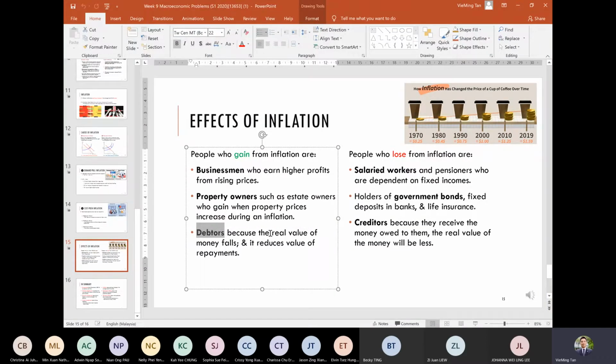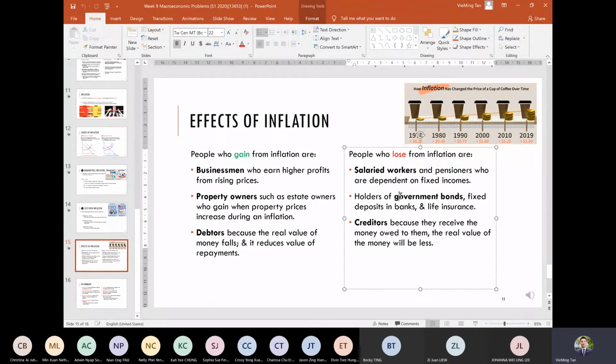Why? Because they receive the loan from the bank in advance, and then they just need to make repayments every period in the future. But in the future, the value of money is reducing during inflation time. So the debtors can also get an advantage during inflation. In fact, they pay less in terms of the value of money in the future.